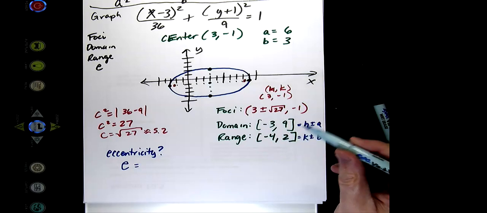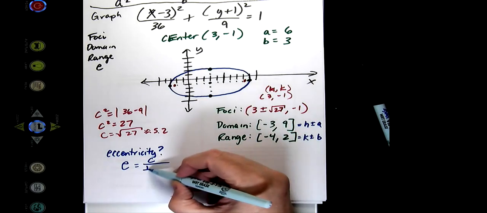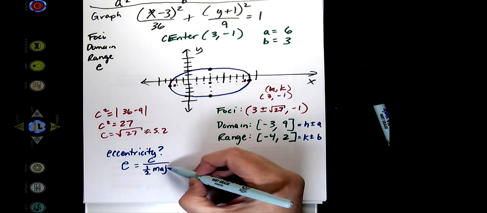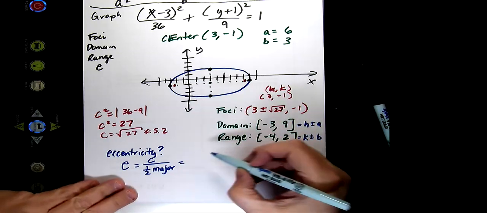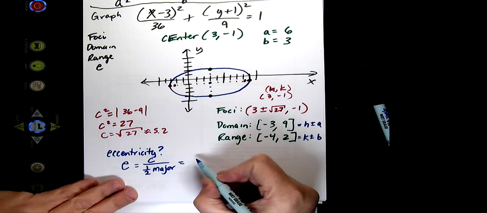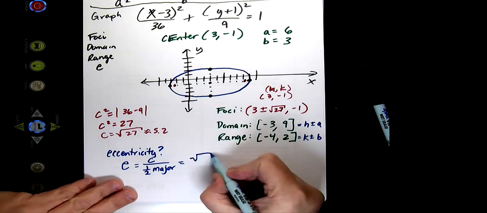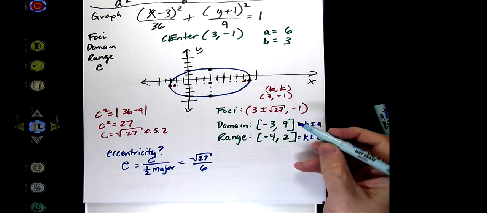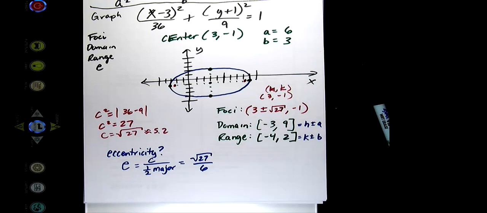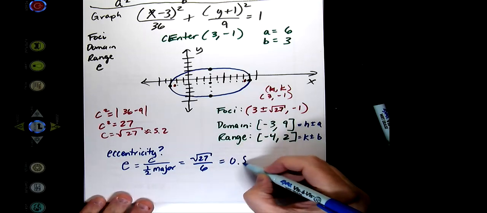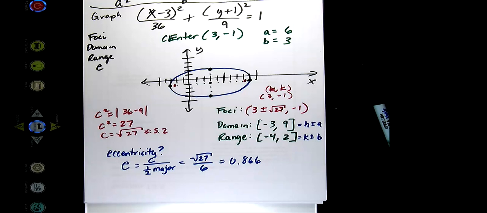So it's C over half the major axis. What is that here? And what's C? Oh, sorry, square root of 27. And what is that in a calculator? That's the correct, I would leave that as that, but it helps to kind of see what it looks like. 0.66. Yeah.